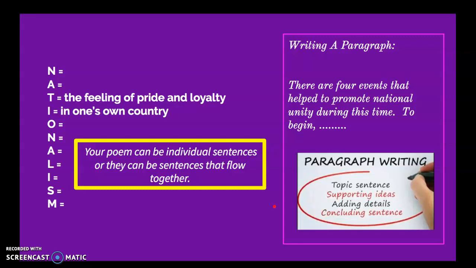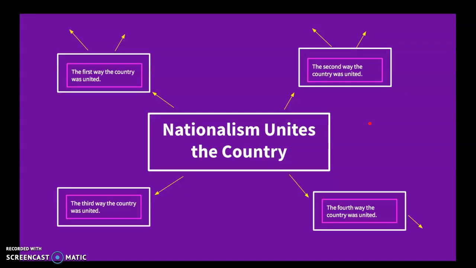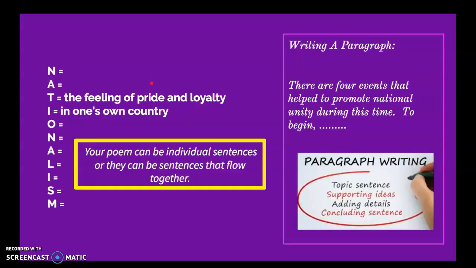So here's what we're looking at for an acrostic poem. You'll write Nationalism vertically. And with each letter, you are going to come up with a statement or a fact about nationalism. And this is your graphic organizer. You can draw this on a Google Doc and then submit it in Google Classroom.